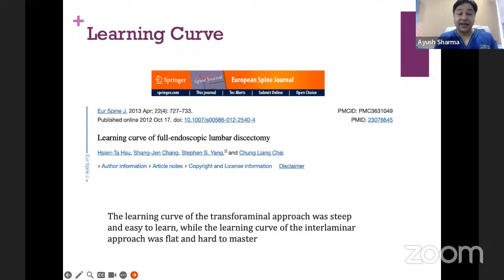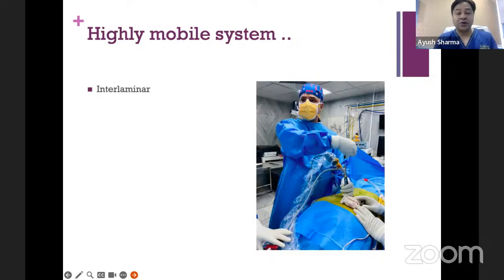As we were discussing, if you look at the learning curve between the two approaches, the learning curve for the transforaminal approach was found to be steep, but easy to learn. But when it came to interlaminar, the learning curve is flat, but it is difficult to master. So the interlaminar approach is easy to start with, but if you really want to master it, it takes much longer compared to the transforaminal approach. One of the problems with the interlaminar approach is that it is a highly mobile system which you are using.